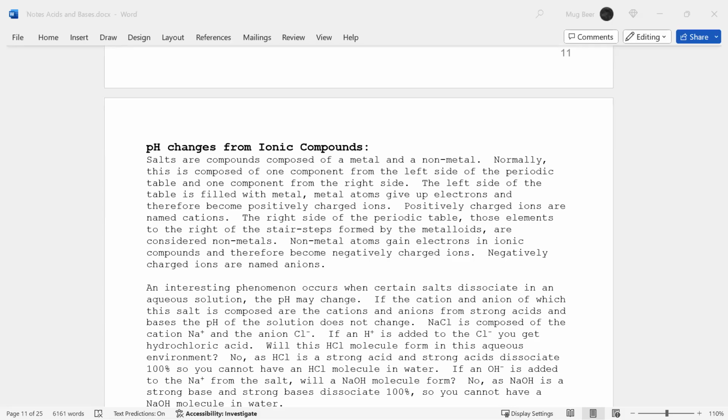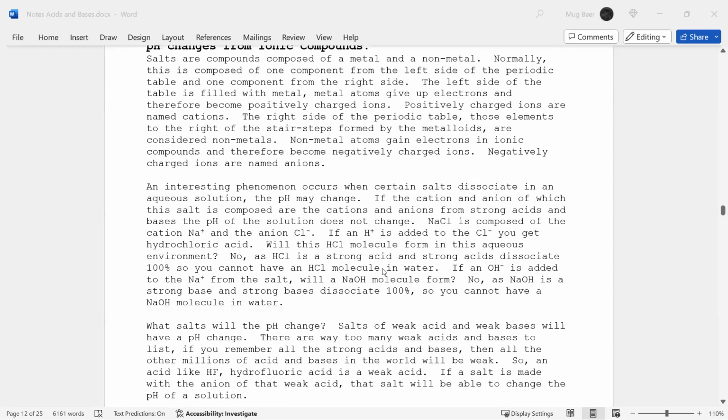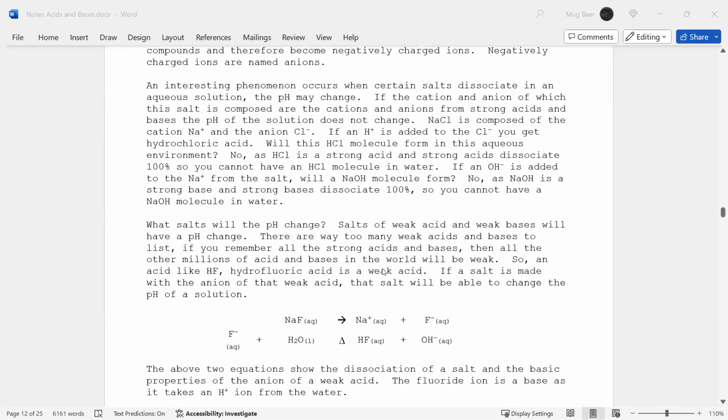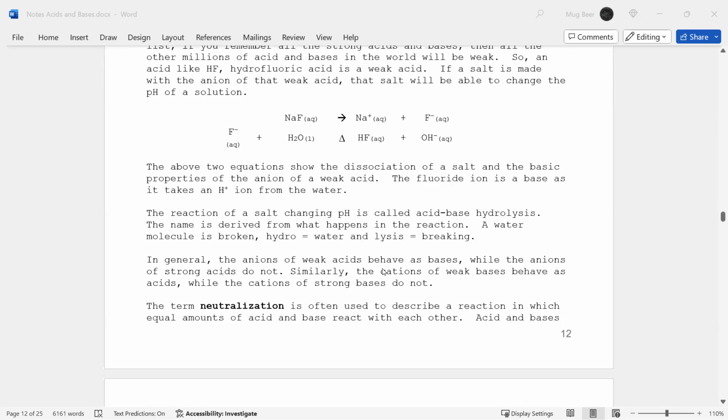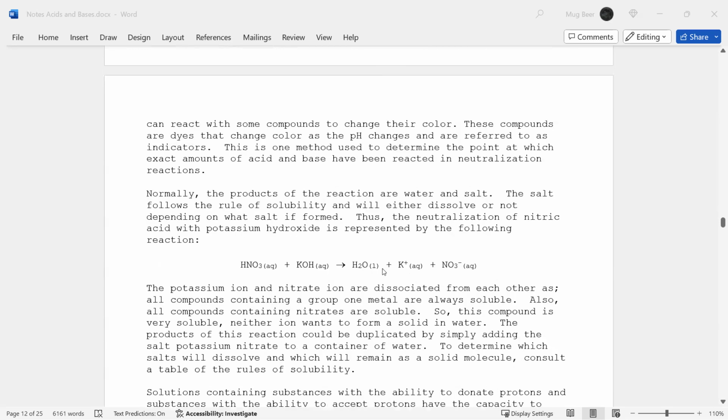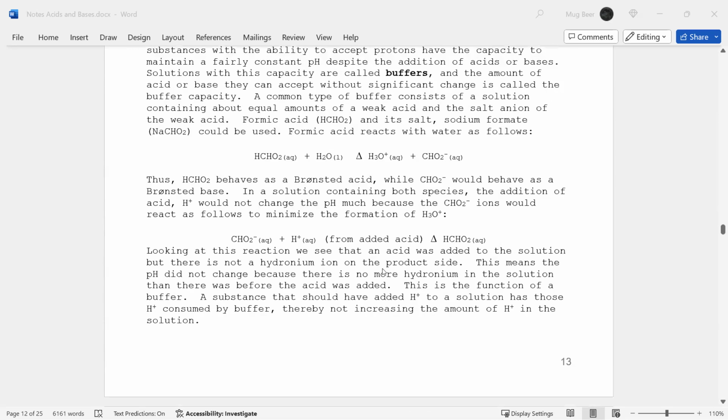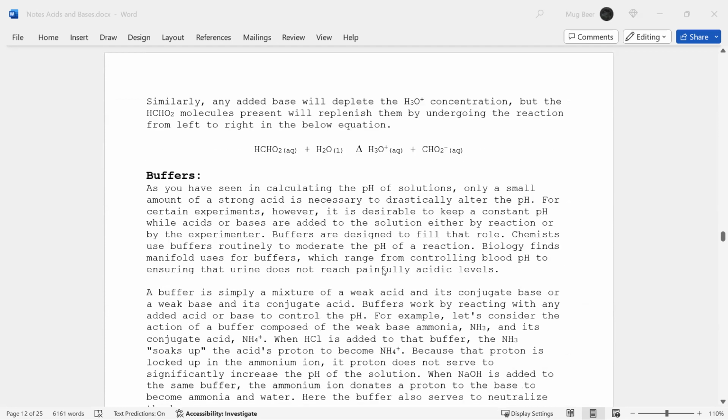Okay, so we skipped this section. Well, actually, we did this section about how salt can change pH, and then we jumped down to the titration stuff because we were doing the titration on Monday. And so now what I want to do is move on to the next step with this, which is buffers.